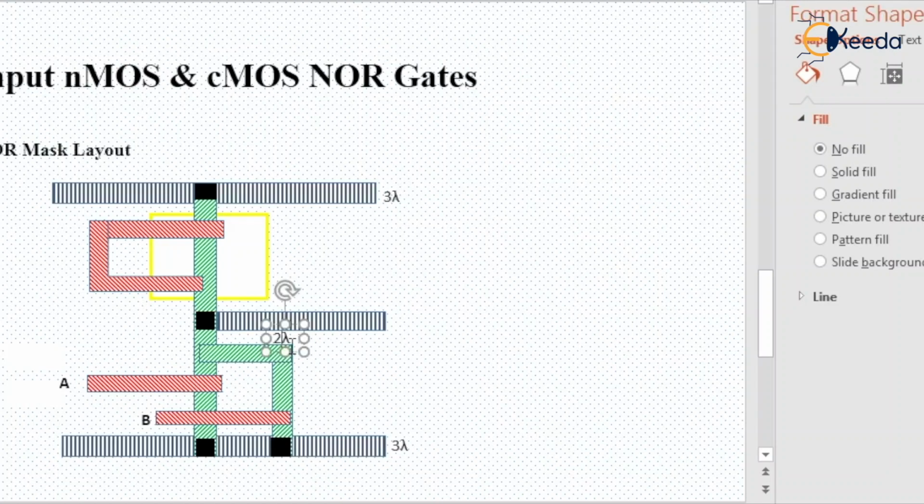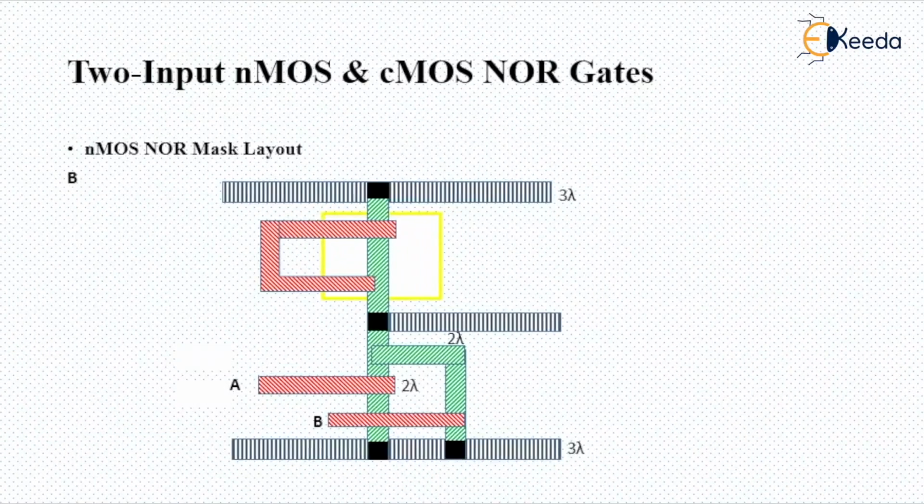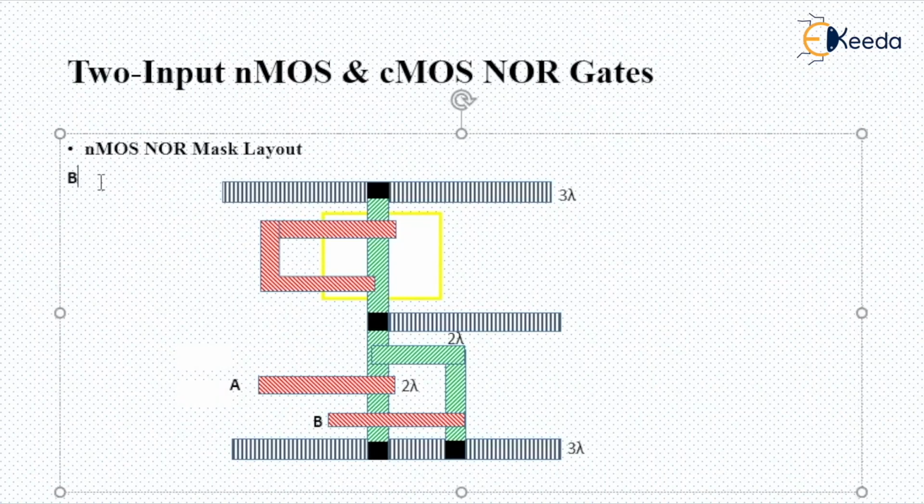Just copy this one, paste, and the dimension for the polysilicon is also 2 lambda. This is also 2 lambda. So up to this shows some design rules also exist here. So this is all about our two input NMOS NOR gate mask layout. So this is our resultant mask layout.